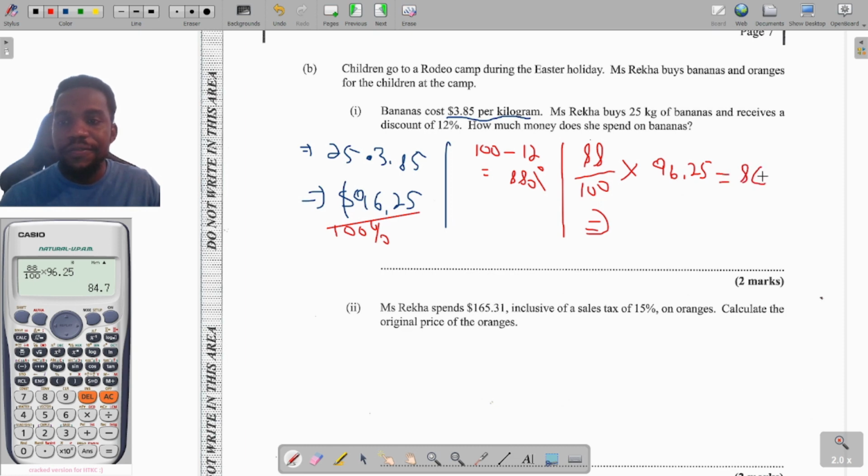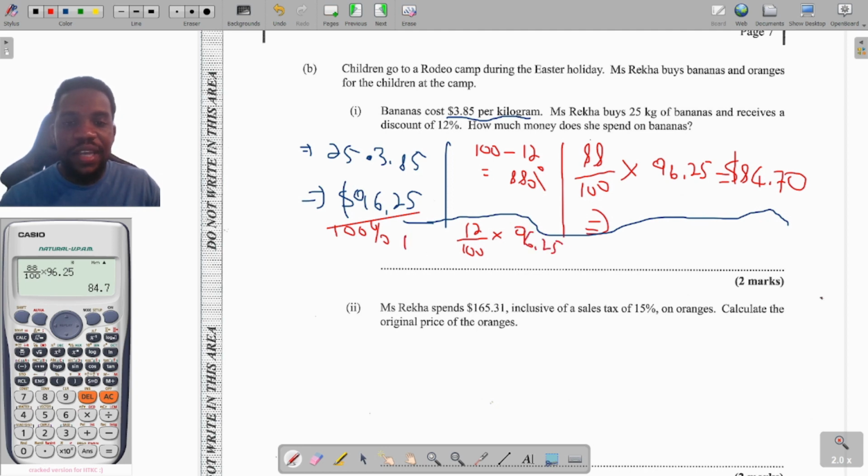So that's $84.70. Now somebody might be asking, why did I not find the discount first? You can do that. However, normally you try to do the work that is less. You want to do less work. Now let me show you that you'd actually get the same answer. So I could have gone ahead and found 12% of the total amount, which is 12 over 100, multiplied by $96.25. So this is me finding the discount.